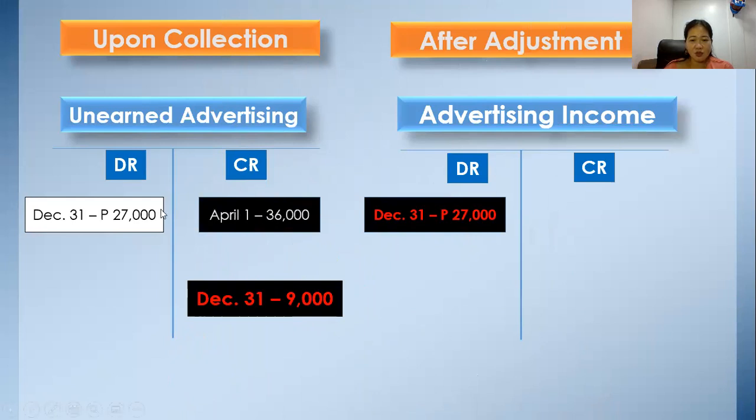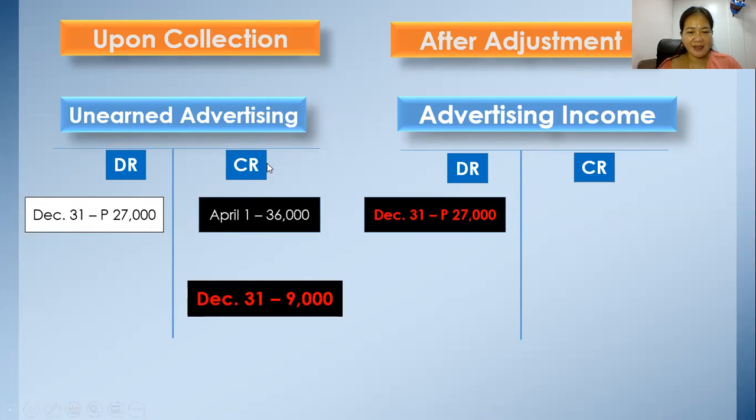it's a debit to unearned advertising and a credit to advertising income. This is supposed to be credit. I'm sorry for that. I will be correcting my slide later. Based on our journal entry or adjusting entry, it's a debit to unearned advertising 27,000 and a credit to advertising income 27,000. So I will make corrections later.